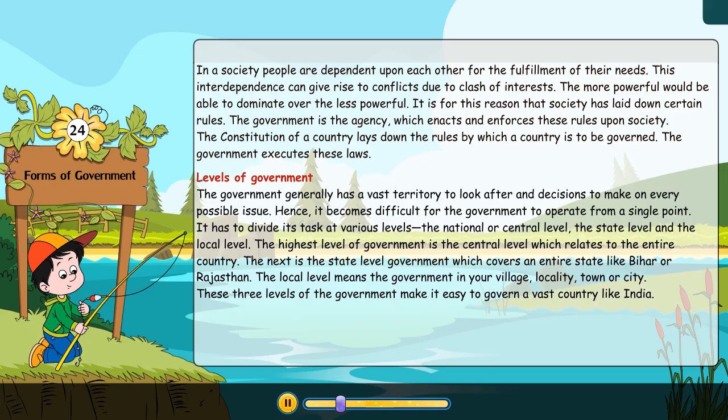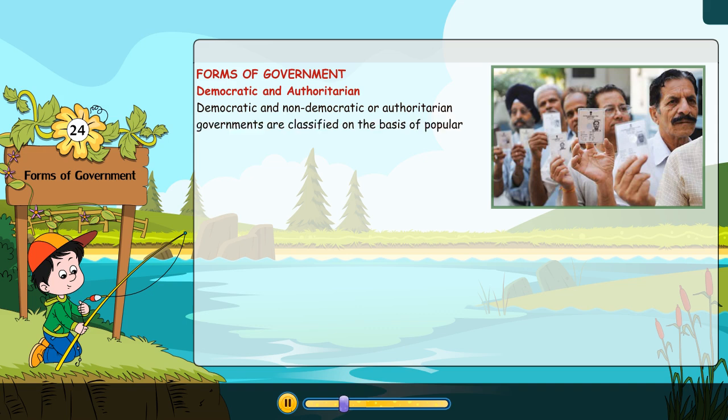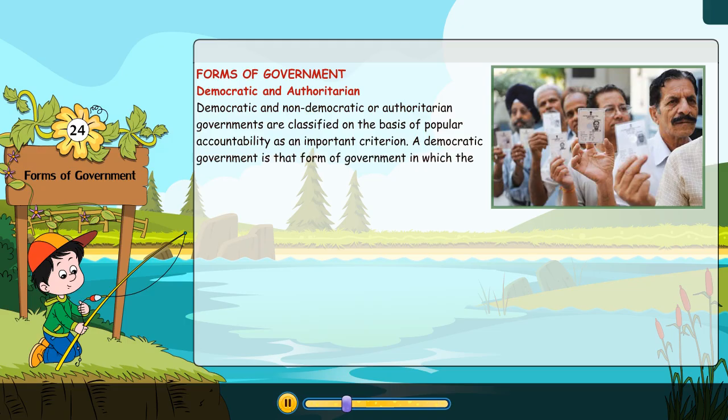Forms of government: democratic and authoritarian. Democratic and non-democratic or authoritarian governments are classified on the basis of popular accountability as an important criterion. A democratic government is that form of government in which the people rule themselves through their representatives.